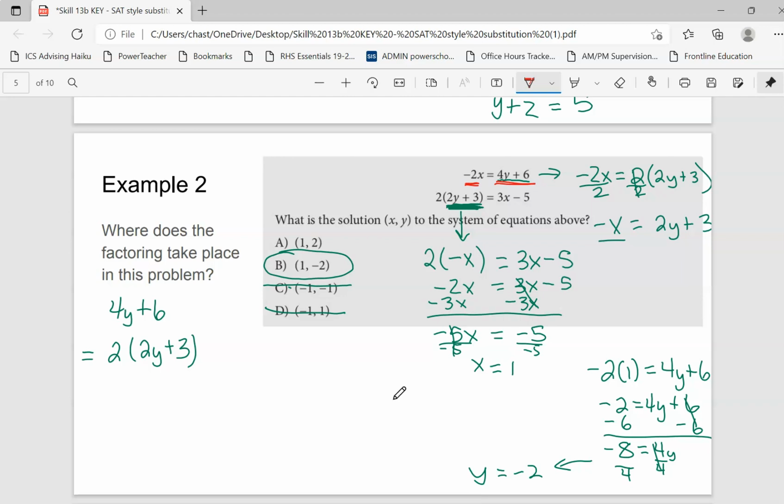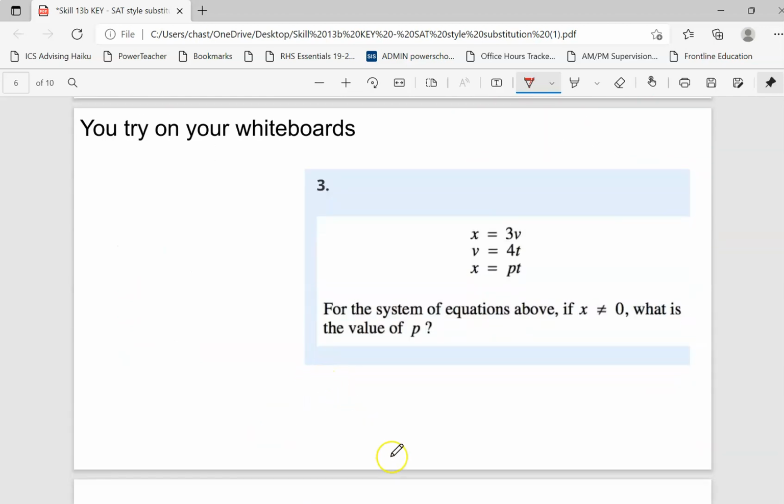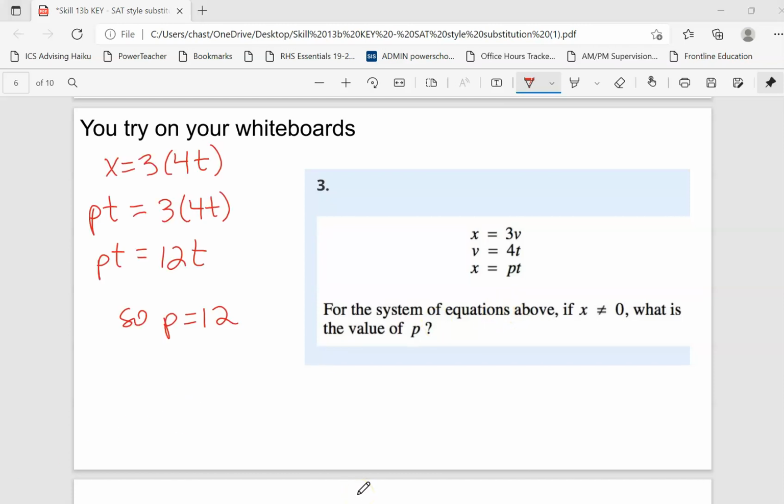All right, let's go ahead and look at this one. If we were doing this on a whiteboard, I would be asking you to try this out for yourself. So I'm going to pause the video, let you try this out, see if you can do it, and then check your work. If you did this correctly, you would have gotten P is 12.